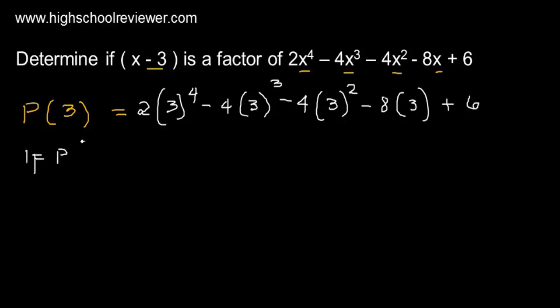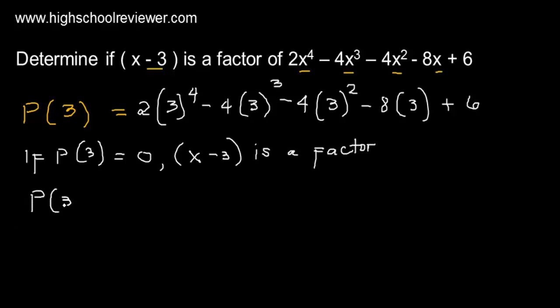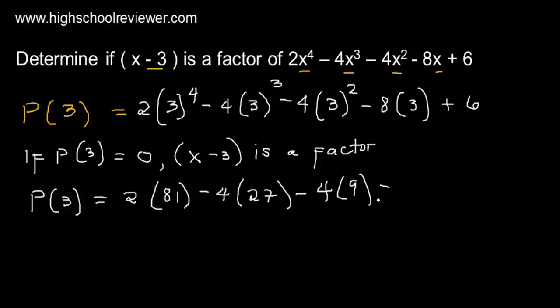If p(3), or if the answer to this will be equal to 0, then our x minus 3 is a factor of the polynomial. So p(3) will be equal to 3 raised to the power of 4. This is equal to positive 81 minus 4, 3 raised to the power of 3. This is positive 27 minus 4, 3 raised to the power of 2 is positive 9 minus 8 times 3, that is 24 plus 6.